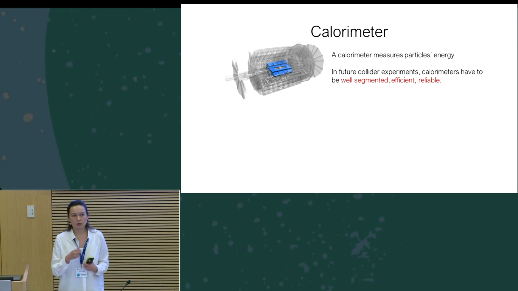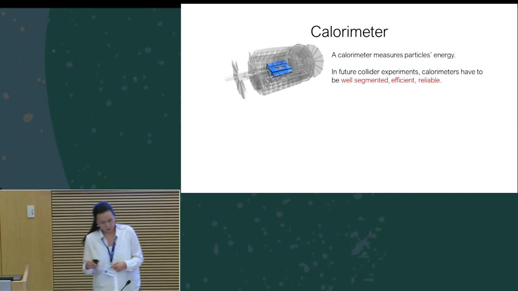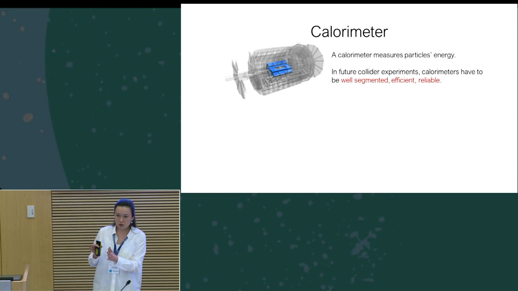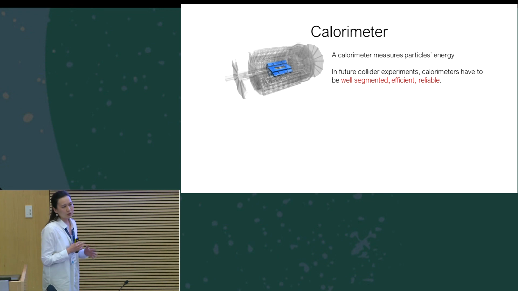The calorimeter is responsible for measuring the energy of the particles, and it is highlighted here in blue. The requirements for the calorimeter are good granularity and segmentation, so we will have a good resolution. Of course, the calorimeter that we are going to build has to be efficient, so we will not miss any important data. And it has to be reliable in terms of stability, uniformity, and so on and so forth.